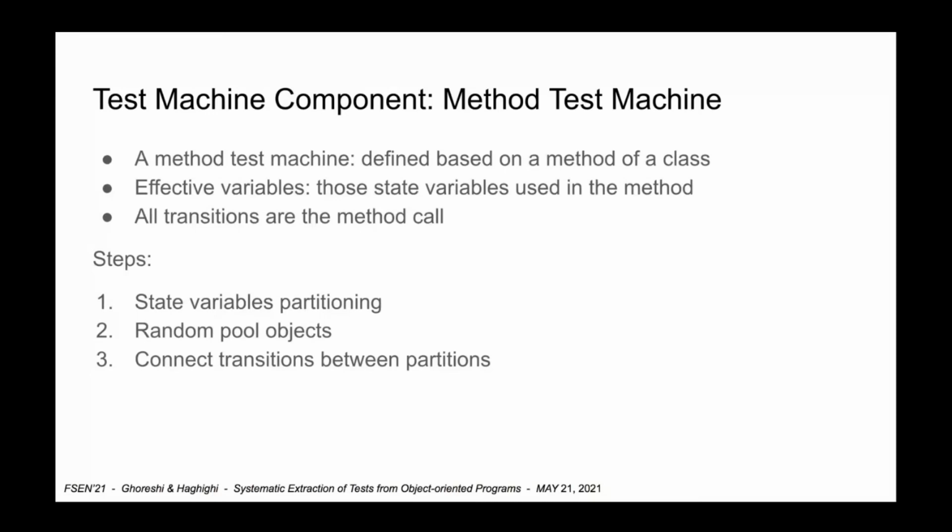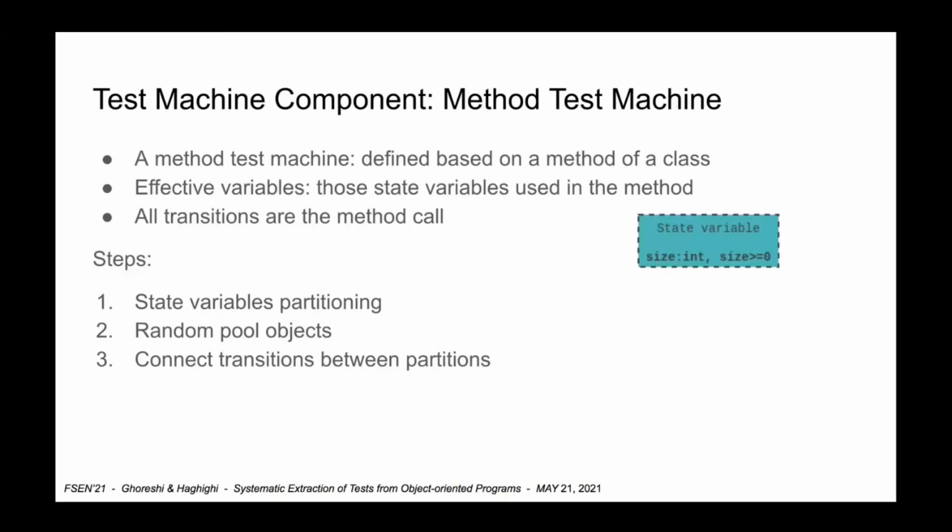And the final step is connecting partitions with transitions. First, we consider all extracted partitions as test machine states. Now, for each state, which we call the input state, the sample objects that are placed in this state are selected from the object pool. We call our method on this sample object. If after calling the method for all samples, the condition of one of the partition states holds, we connect the input state to this partition.